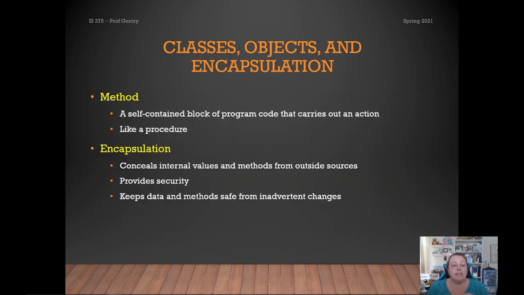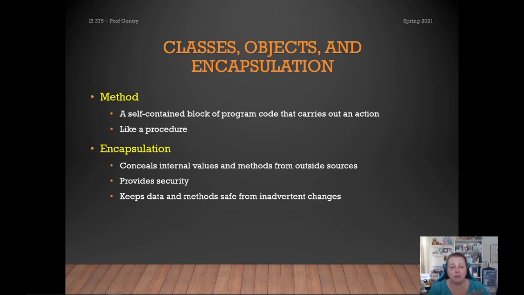A method is a self-contained block of program code that's going to carry out a specific action. We can think of it as a procedure. So if we take that dog example we just looked at, we can create a method called sit. We can create a method called stay, or even one called fetch. So the method is going to be an action done by that object.